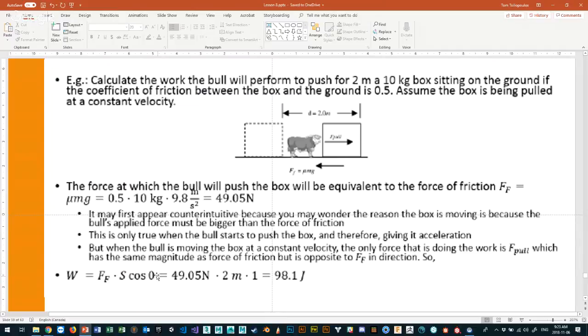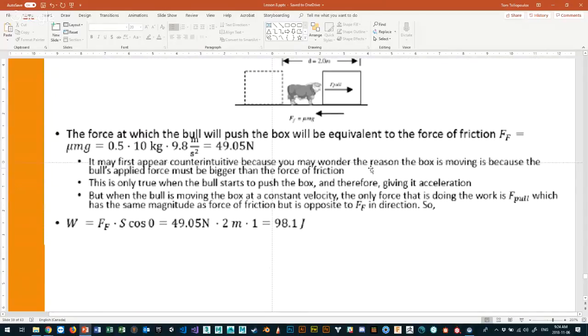times 1 for this part here, the cos of theta, which is 98.1 joules. That's the total work being done in this case. Does everyone understand this? Because if you don't, you're going to be surprised by it on the test, because you're potentially going to get something eerily similar. You're going to see a question like this. All right.